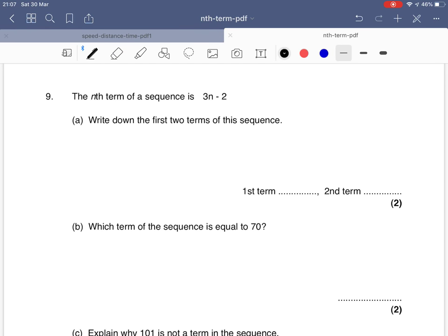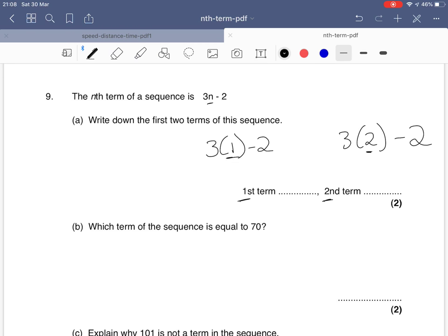The nth term of a sequence is 3n minus 2. Write down the first two terms of the sequence. So for the first term, we replace n with 1 and 2. So we're going to do 3 times the 1 and then take away 2. And for the second term, we're going to do 3 times the 2, take away 2. So this is where n would be.